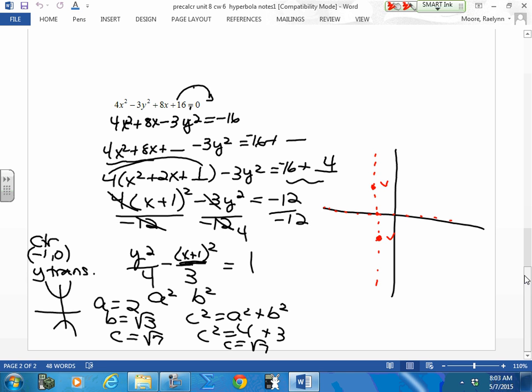So we go over radical 3. Radical 3 is about 1.732. So you come over here a little bit more than 1, and over here. That just helps us make the box for this. So we make a box. And now we make your asymptotes through here. Start at your center and make your diagonals.